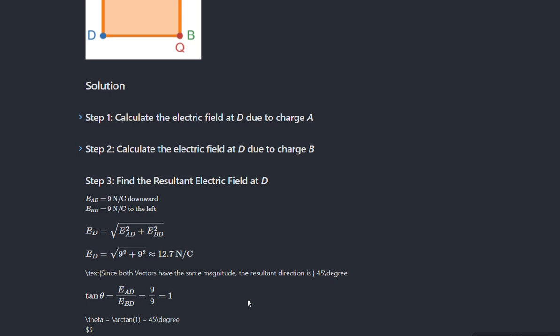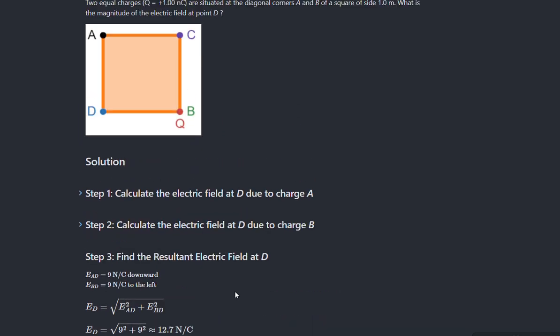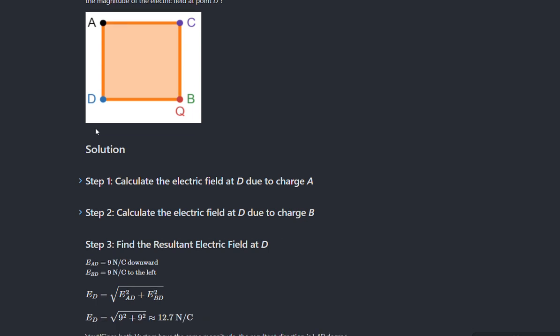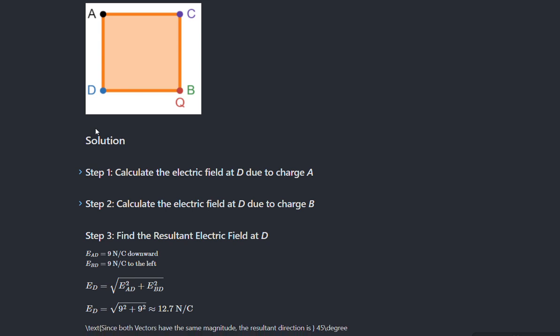And thus, the solution to this problem is the magnitude of the electric field at point D is equal to approximately 12.7 nanocoulombs at 45 degrees.